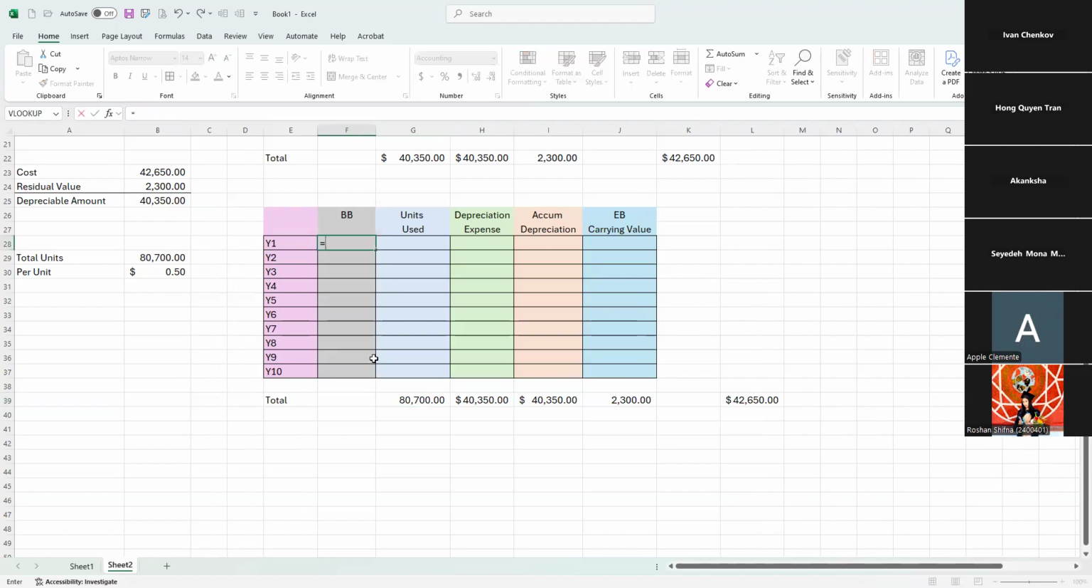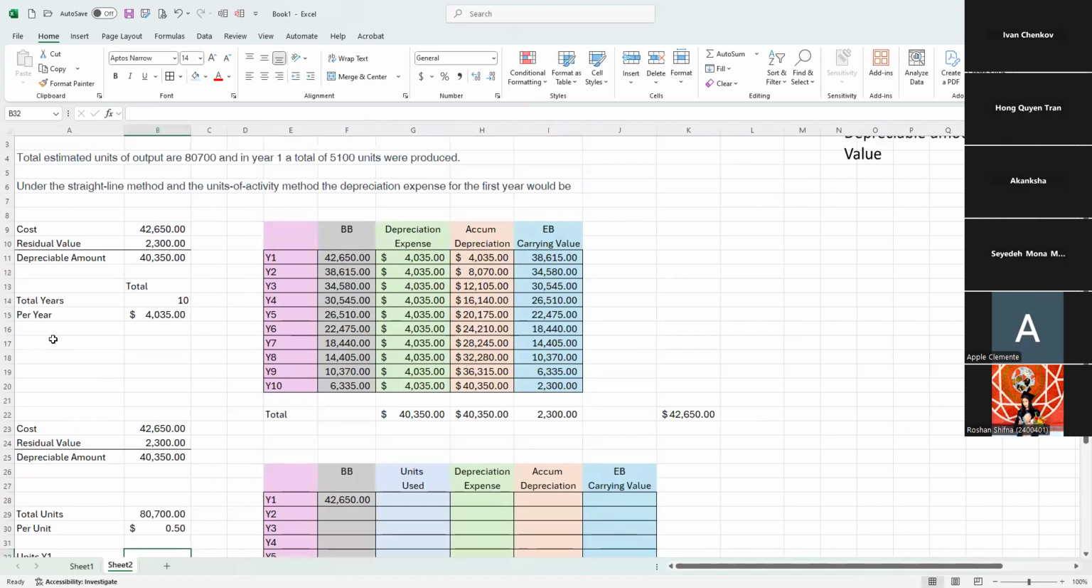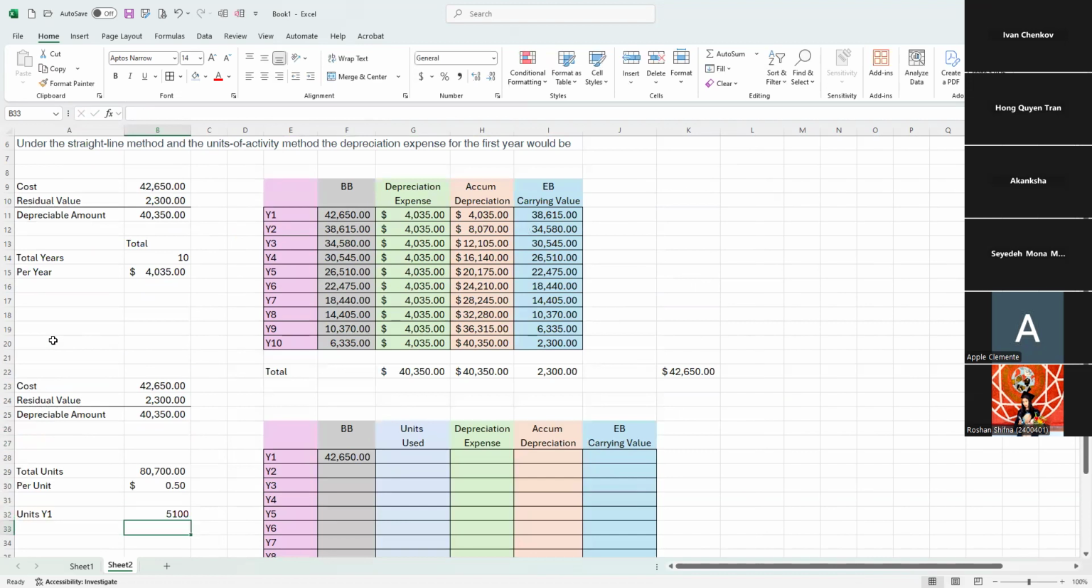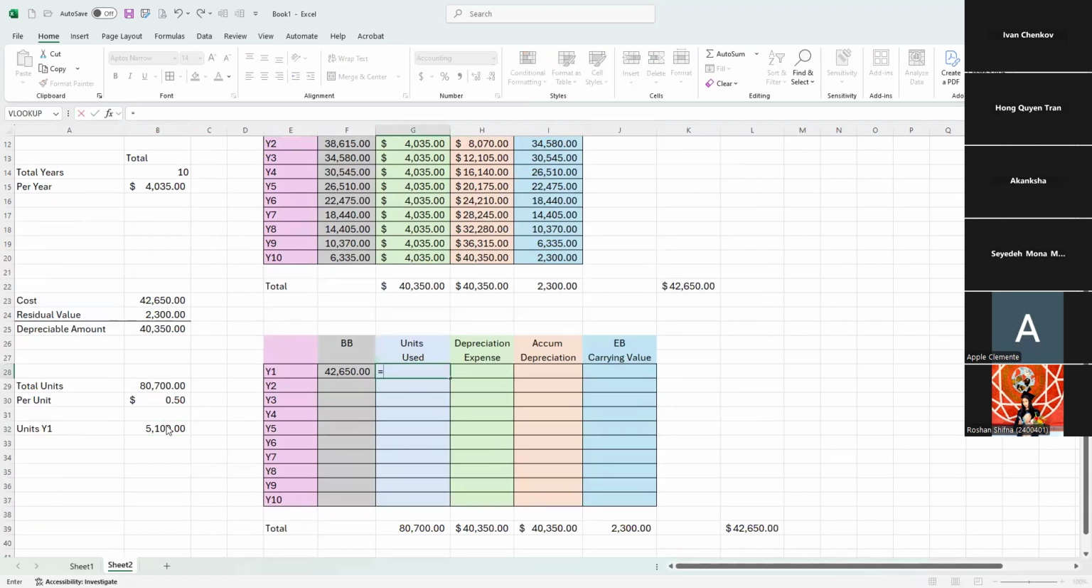So beginning balance, we already know. Beginning balance is your cost, always. How many units do we produce the first year? 5,100 units. Year one, we use 5,100. Not this one, right here. So units first year, 5,100. How much will be the depreciation?